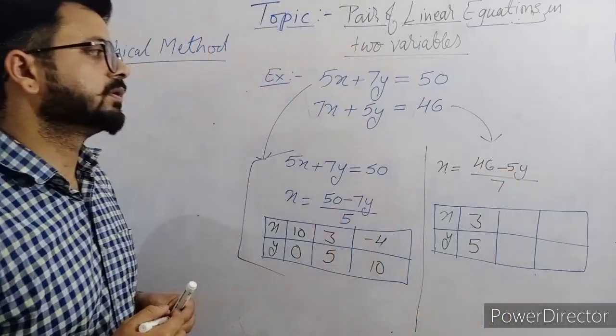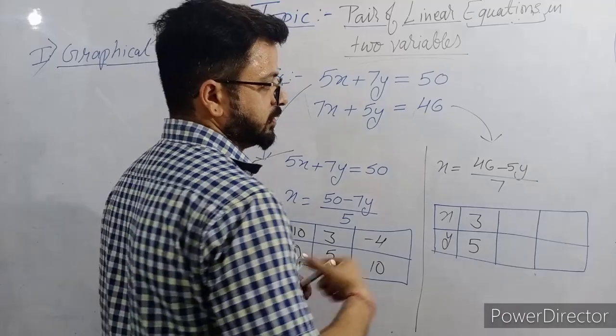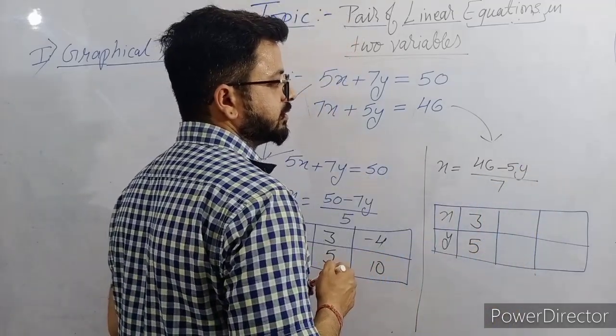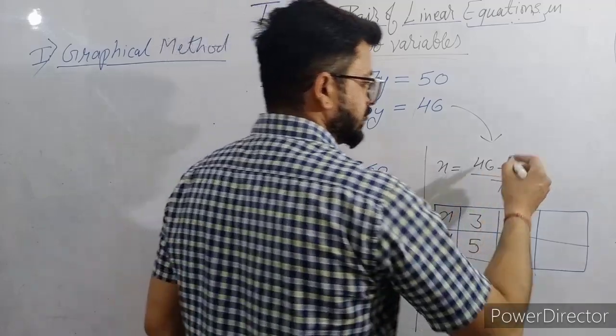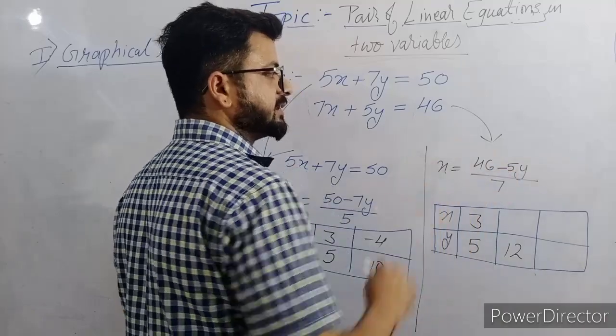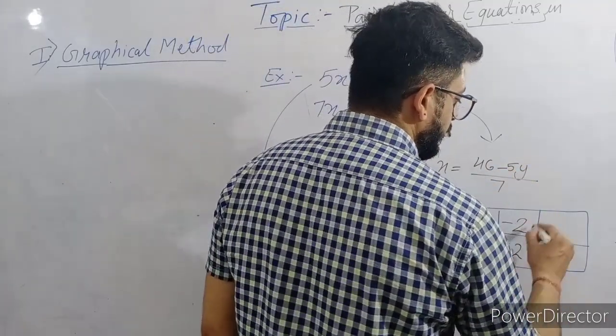Another point, 12. Then what will be left? 14 will be left. So I am placing 12 here: minus 60 plus 46 is minus 14, divided by 7, gives minus 2.